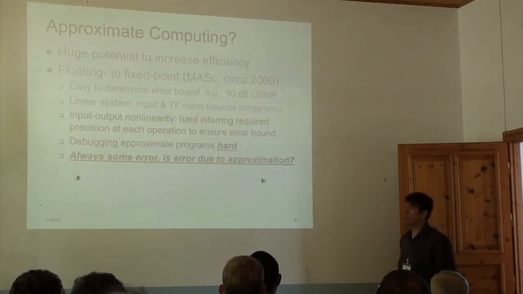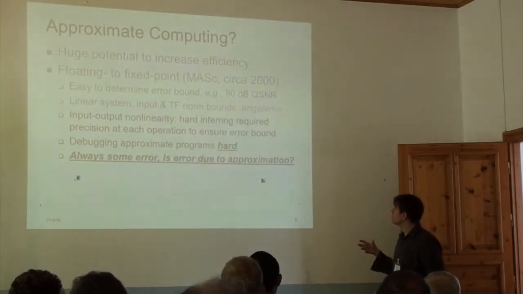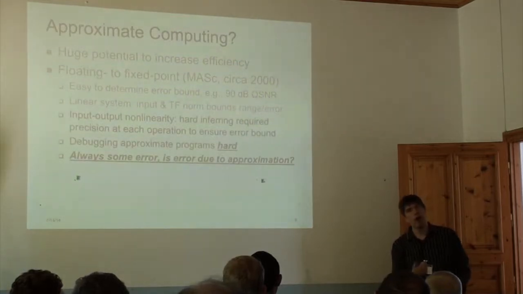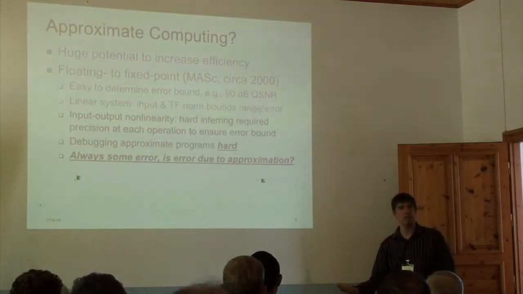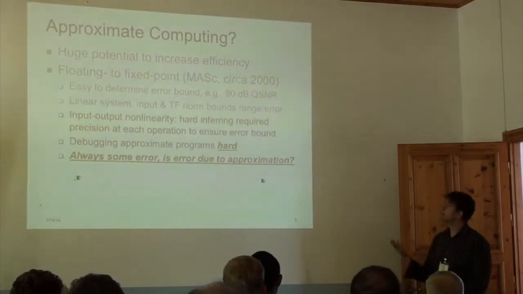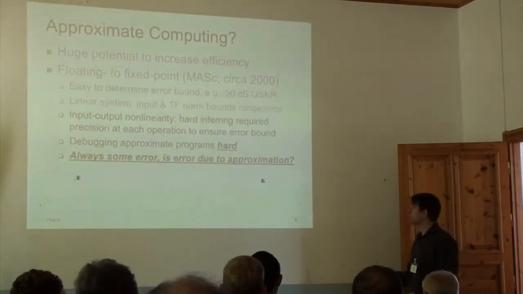debugging approximate programs is hard. I had to create my own benchmarks for this work. And what I found was, even if there was a bug, I didn't know if it was an approximation, because this is an approximate program, every output is an approximation. And you don't know if that's an approximation error, if that's a bug in your program, a bug in your compiler, a bug in your simulator.